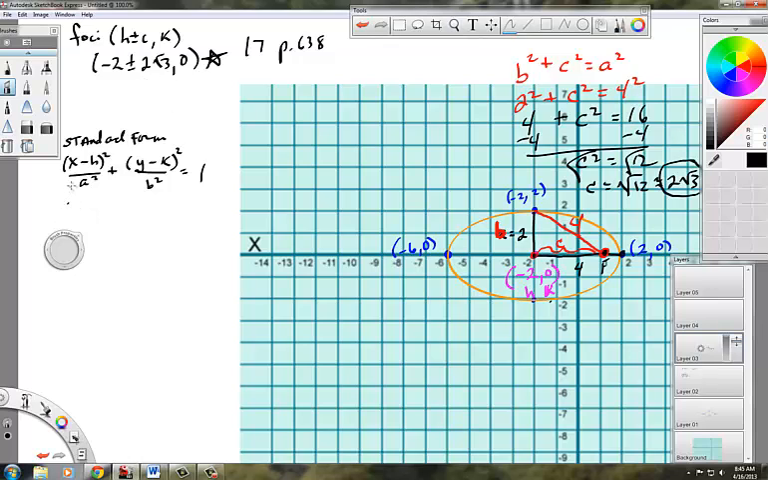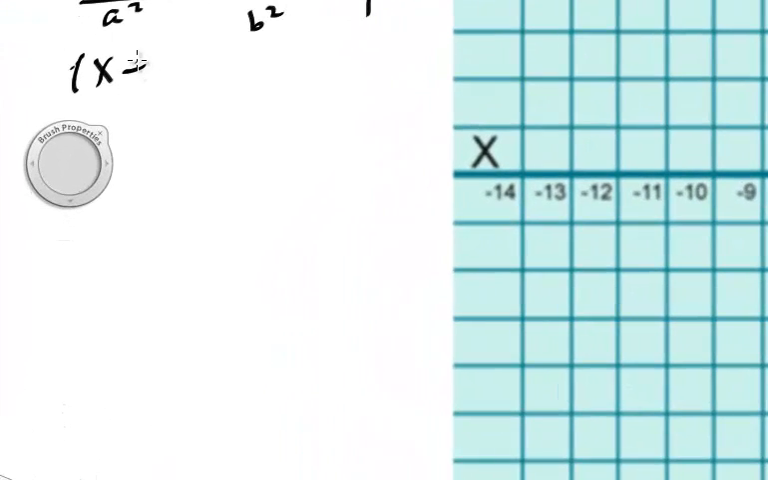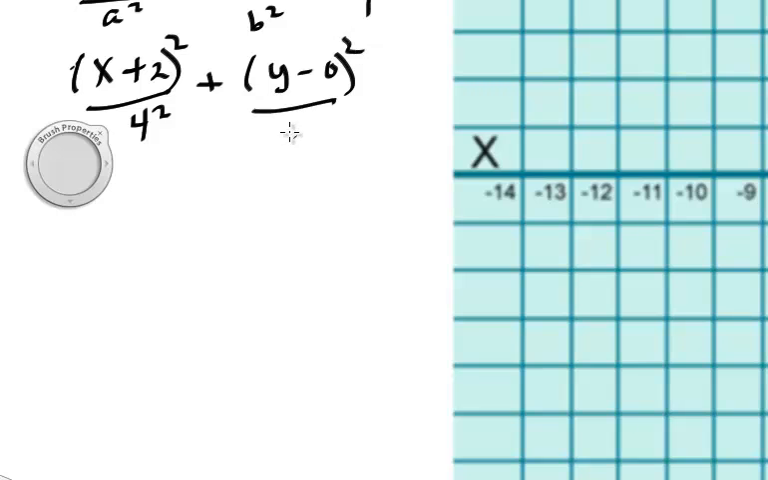And for the standard form, if we plug everything we know in here, the important things to remember now are A is 4, B is 2, and the center H, K. And that's really all you need to do the standard form. So watch. This would be X minus H, which is -2, so it's going to be X plus 2 squared over A squared, which is 4 squared, and that's going to be 16. So you can feel free to write 16 there if you want. I'm just not going to skip a step for this demo. Y minus 0 squared over B squared, which is 2 squared, equals 1, and that's always going to equal 1 there.